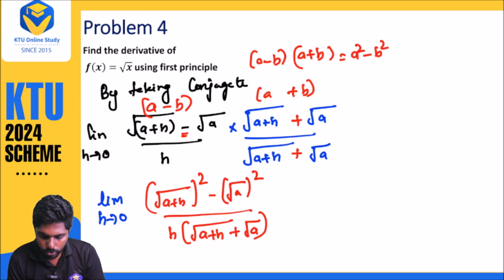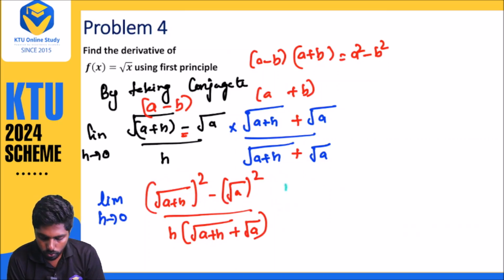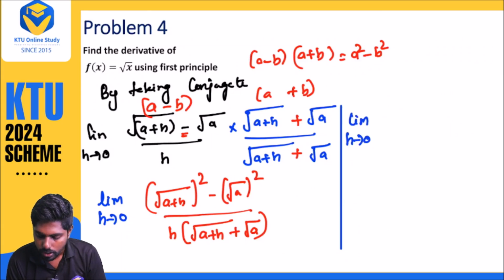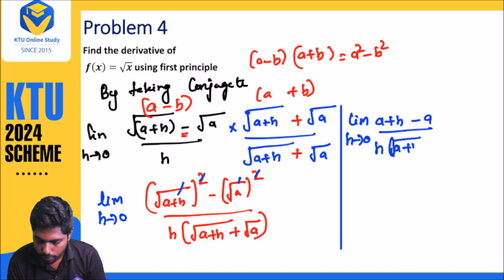So what can we do from here? If you observe very carefully, root and square will be cancelling. So what will happen to the numerator? The limit as h approaches 0 of a plus h minus a, because the square and root cancel. So we will be getting a plus h minus a divided by h times root of a plus h plus root a. So this is the thing we are getting.